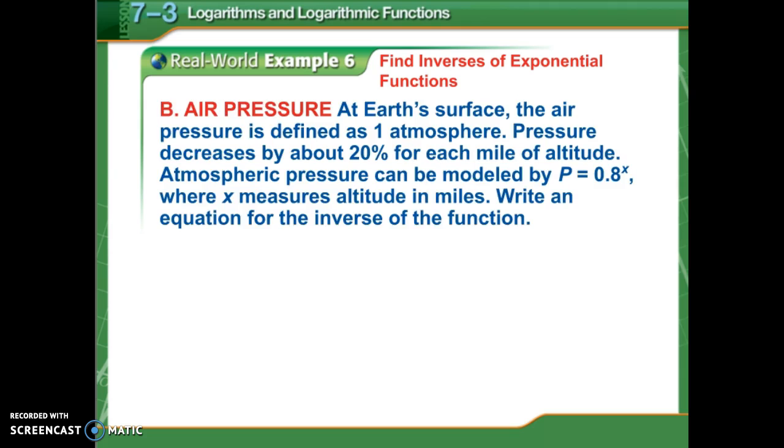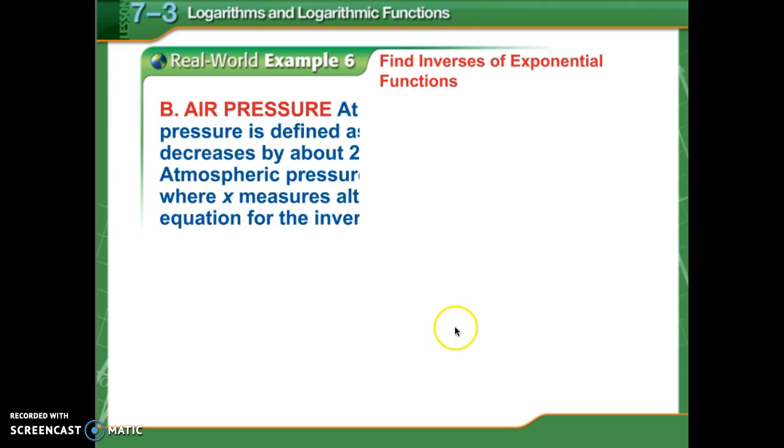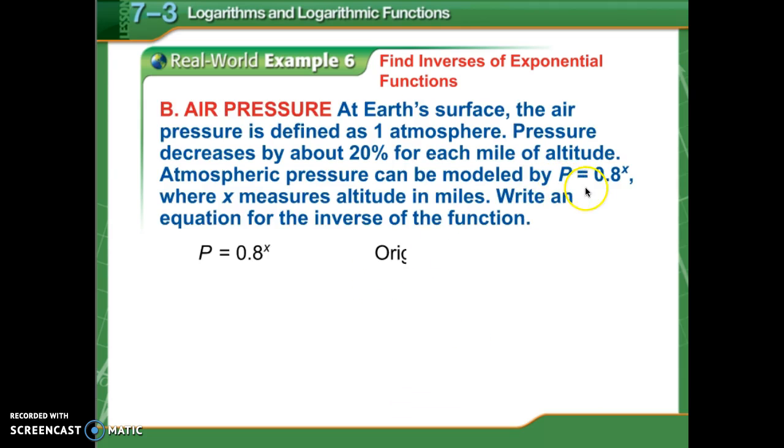And for part B of our equation, we're now going to write an equation for the inverse of this P equals 0.8 to the x function. And the key here is remembering this is exponential form, and the inverse of exponential form we did back in example 1 and example 2 is the logarithmic form. So we need to take this expression P equals 0.8 to the x and put it in logarithmic form.